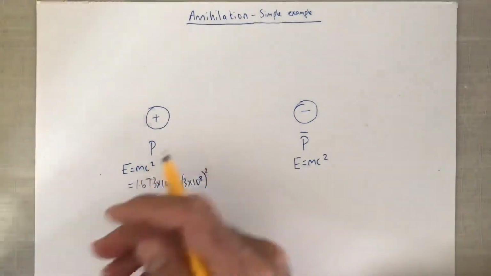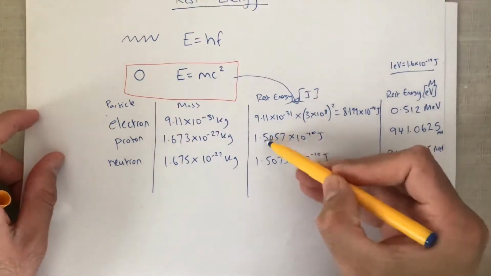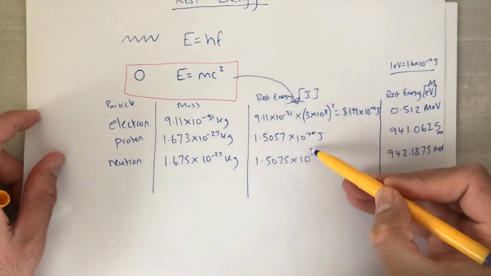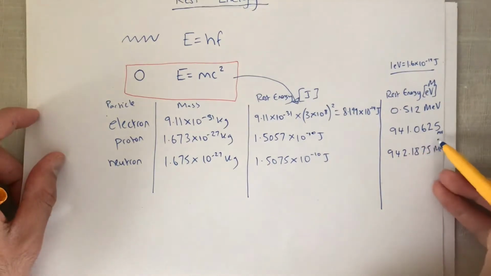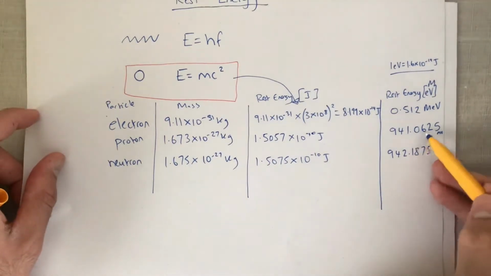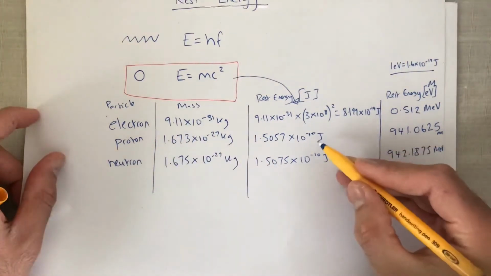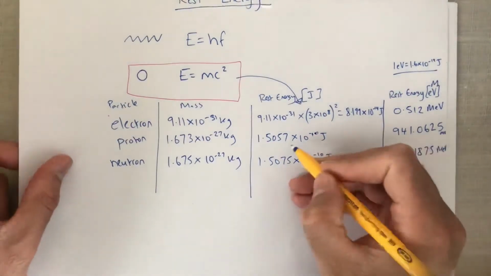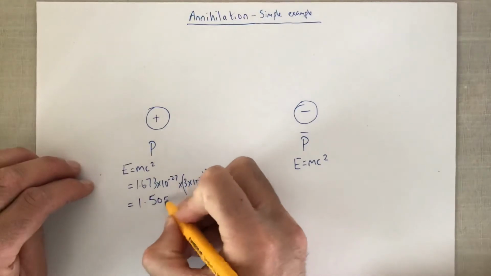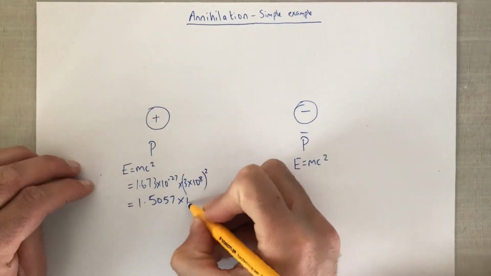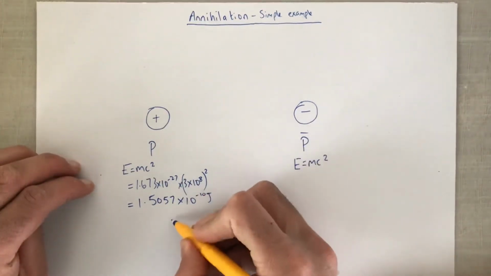This is from a previous video that I did. We find out that the rest energy is 1.5057 times 10 to the minus 10 joules, which gives us 941.0625 MeV. Most A-level questions you are expected to convert, even in the annihilation questions, from one form of energy to another. I'm just going to work with joules today. 1.5057 times 10 to the minus 10 joules. So that's what we've got. So we've got two lots of it.